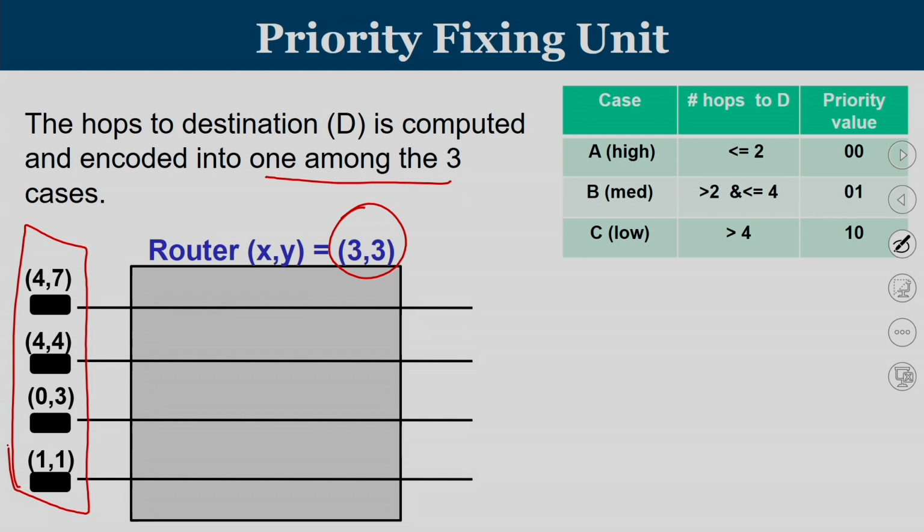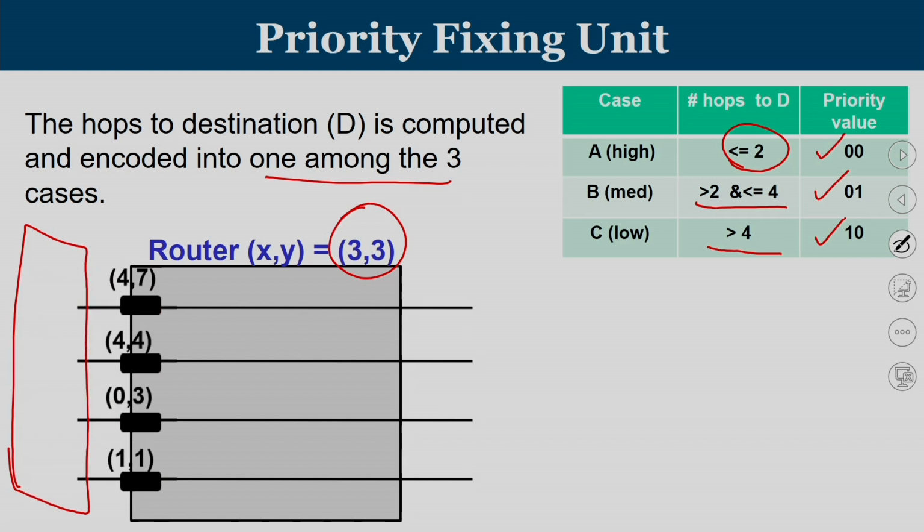So based upon the number of hops to destination, your flit is being given a priority value into one among these 3 cases. If the number of hops is less than or equal to 2, the priority is given as 0, 0. If the number of hops is greater than 2 but less than or equal to 4, the priority is given as 0, 1. If it is larger than 4, the priority is given as 1, 0. So for every incoming flit, we are going to look at the priority value, and this priority value is being used as the key in order to give preference in PDN.